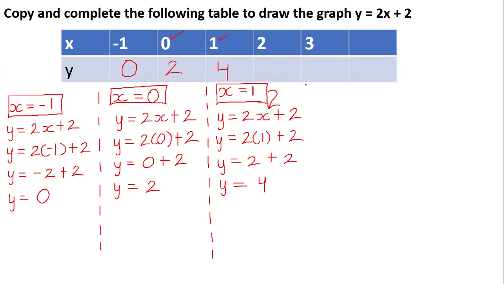Okay, next we have x is equal to, who is finished with all of them so far? I am. Okay, that's good. What y'all got for 2? I got 6. 6, okay.